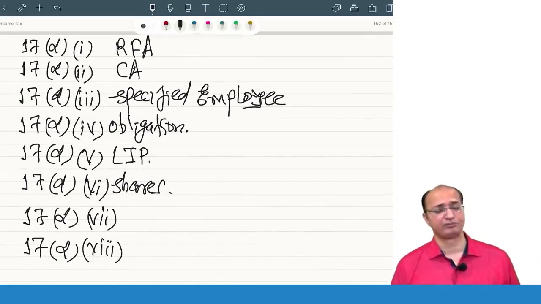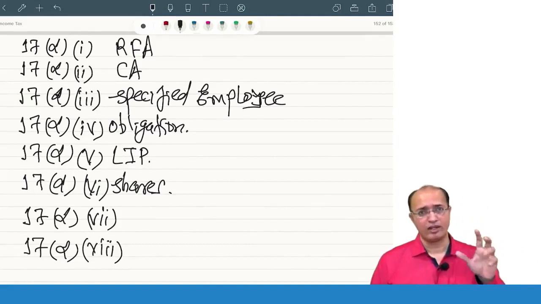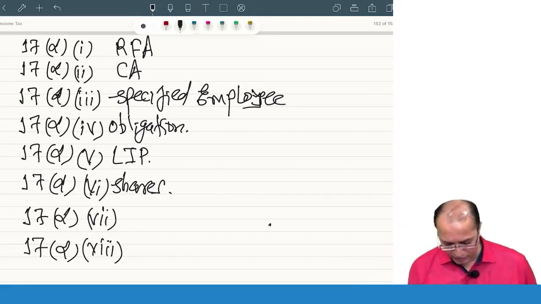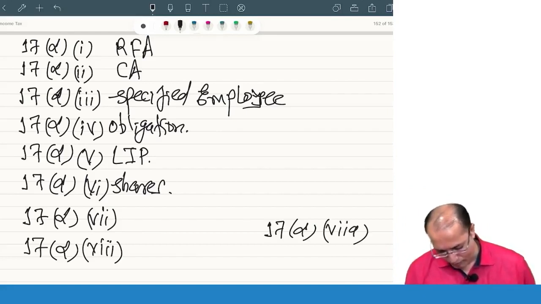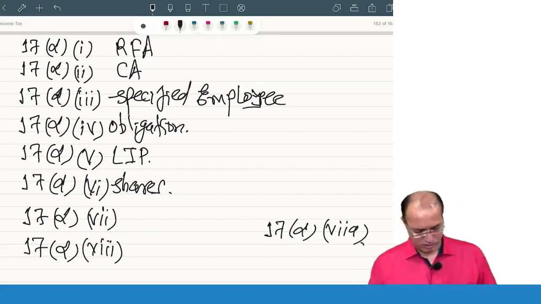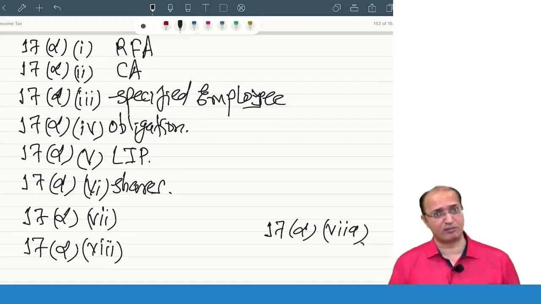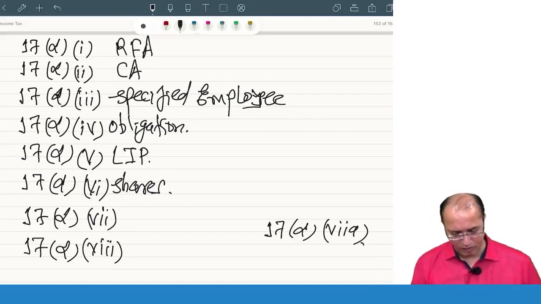Point number 7, see, budget 20 I told you now. 17(2) clause 7 is amended and a new clause is also inserted, 17(2) clause 7A. So I have not made a shortcut to remember the budget amendment. I have the older dialogue for you. You can remember all this from section 17(2) clause 1 to 8, keeping aside the budget amendment that you have to remember on your own.